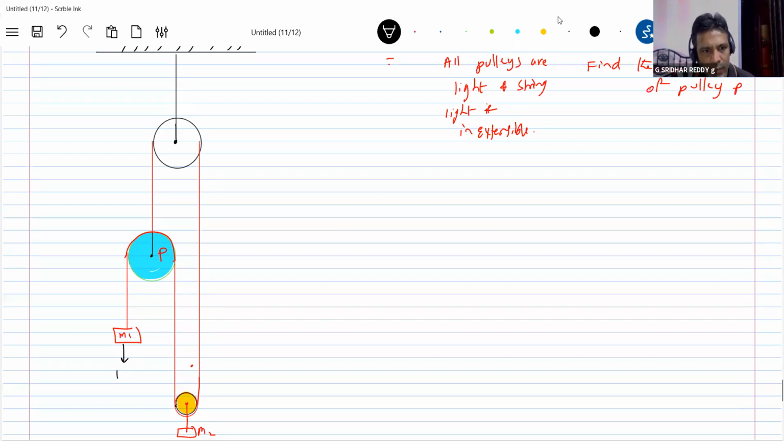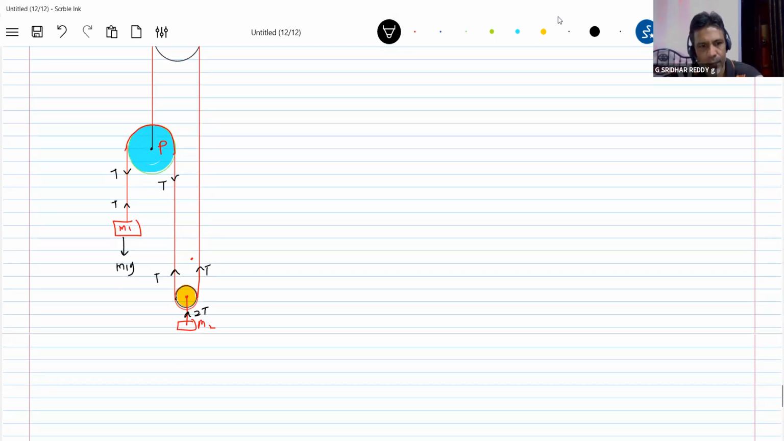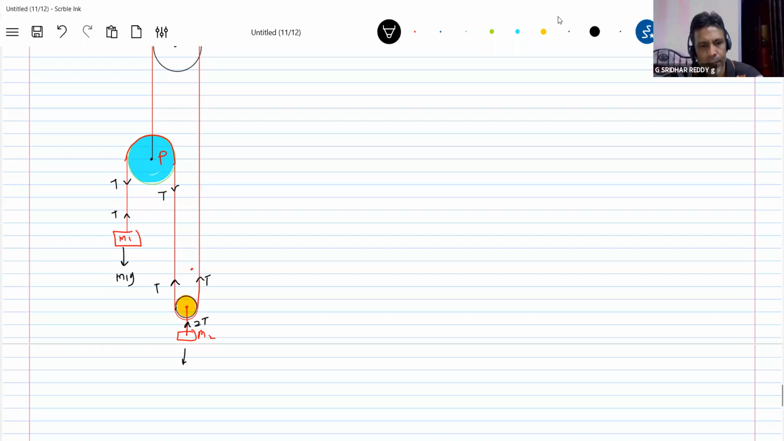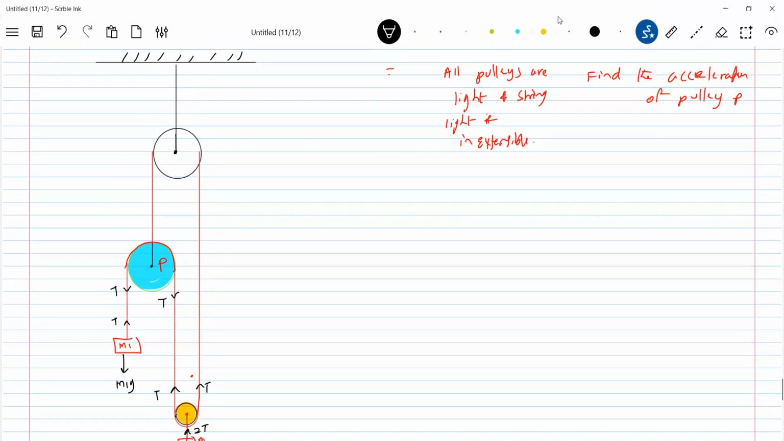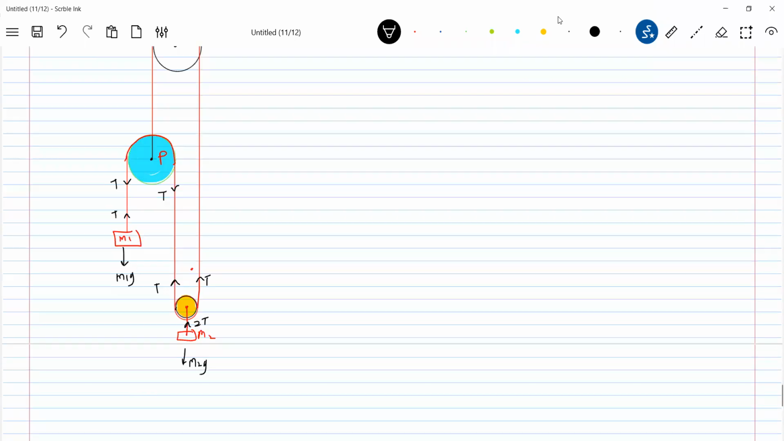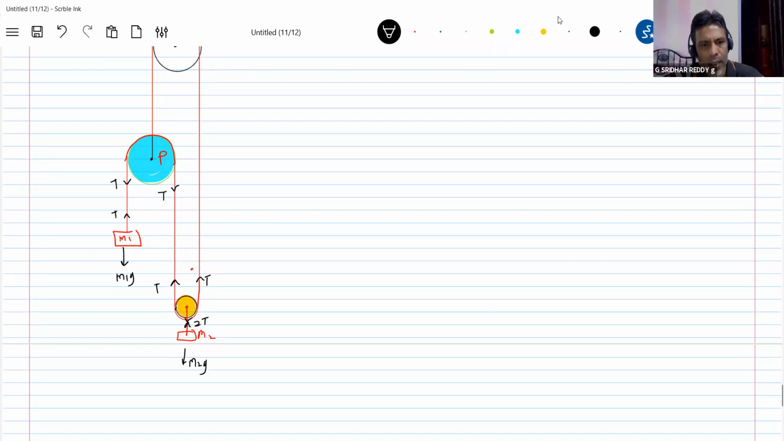So first, weight M1G will act. There's a tension. There's a tension. And how much tension will be here? 2T. And the weight M2G will act here. Sir, on M2, one of the forces will be 2T, sir. About 2T, no. In total it will be 3T.